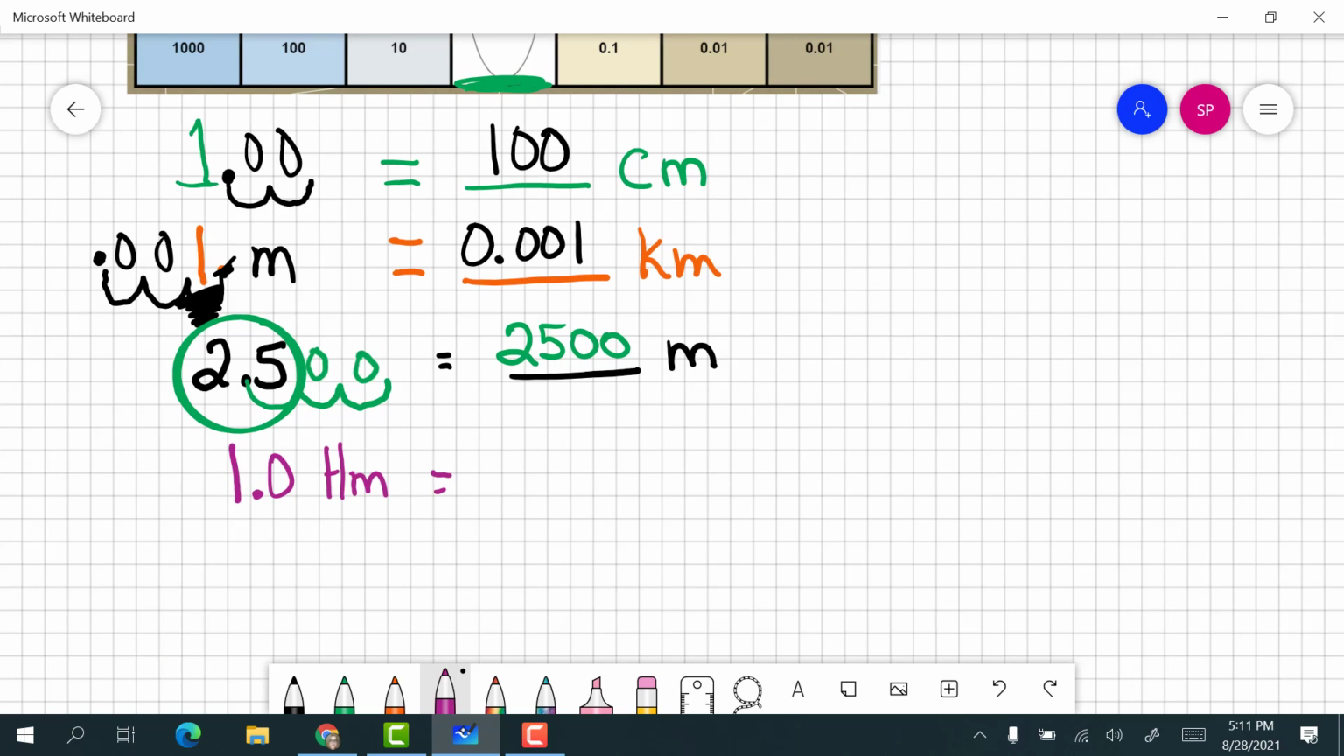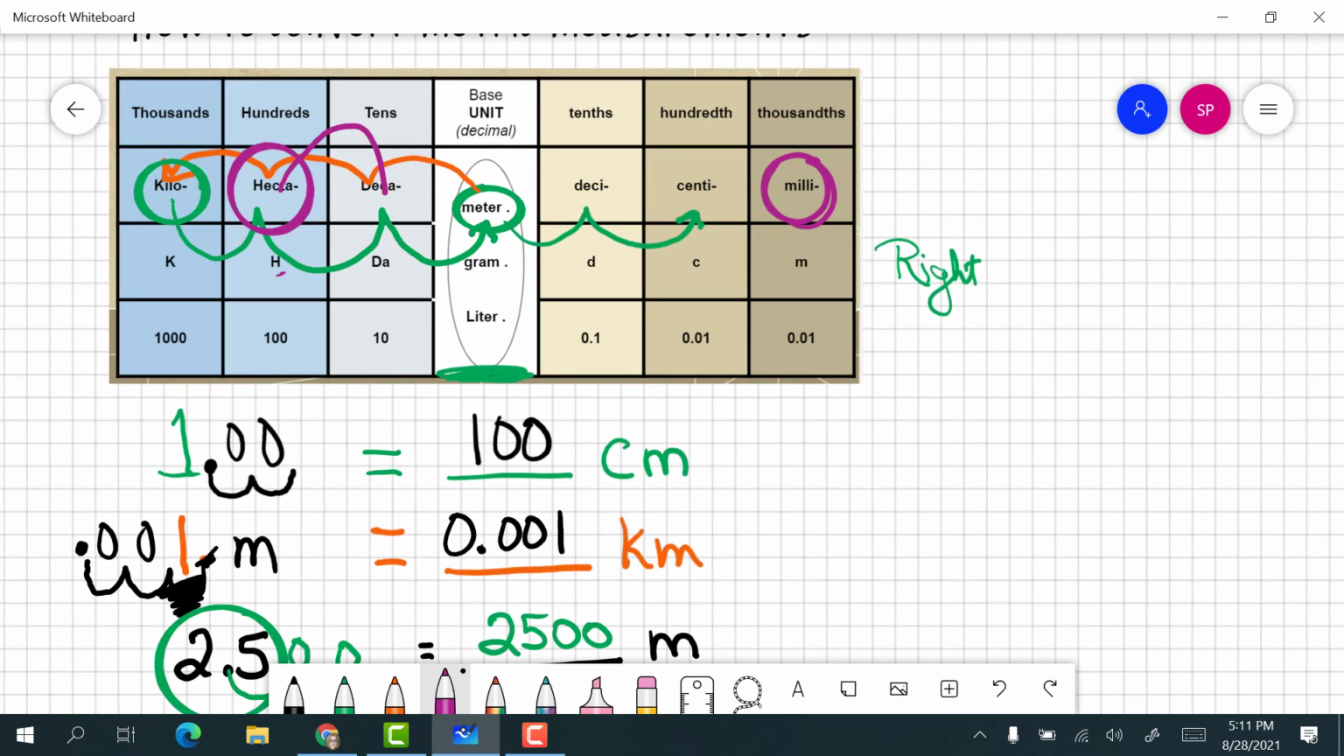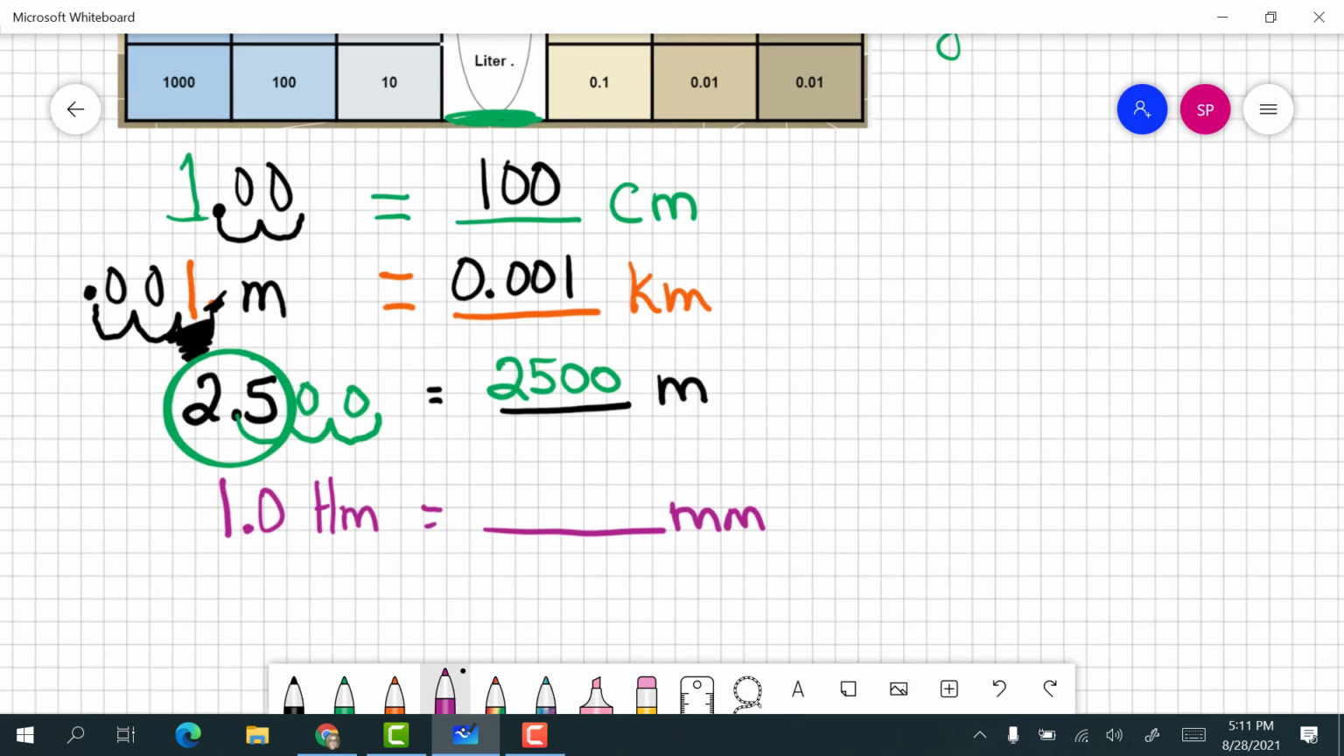And how many millimeters do we need to go? So how many jumps is that? Let's take a look. 1, 2, 3, 4, 5, to the right. So now we're going to do that.